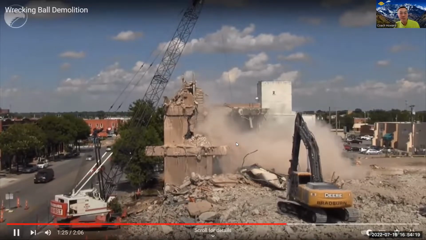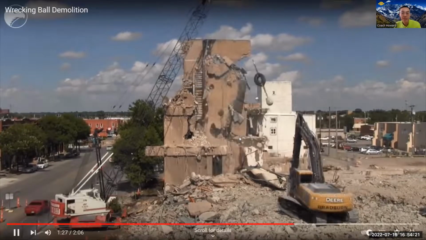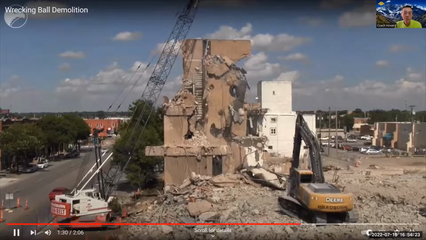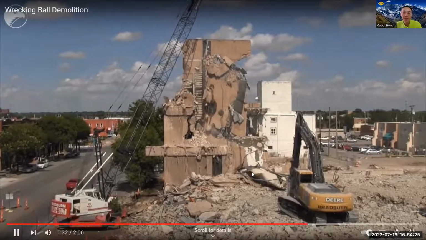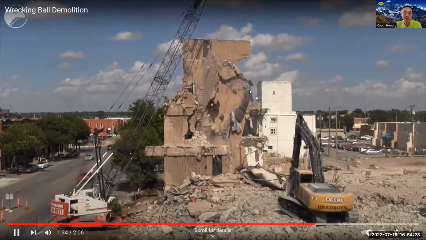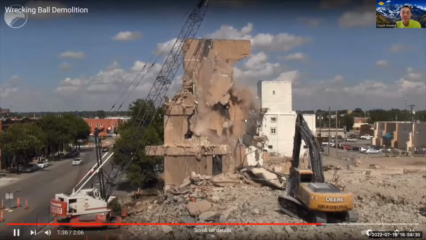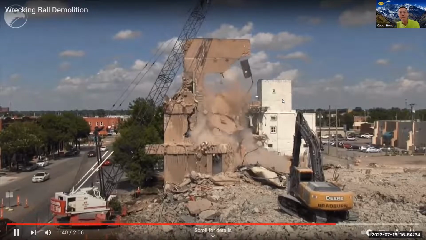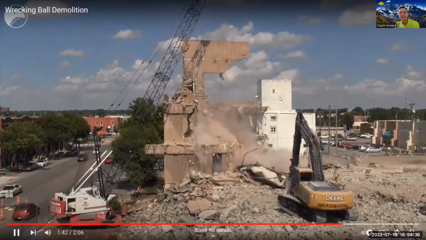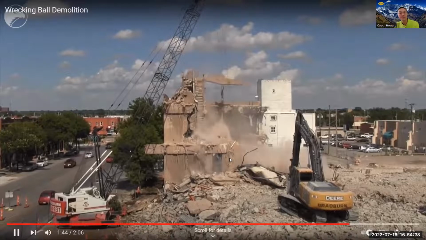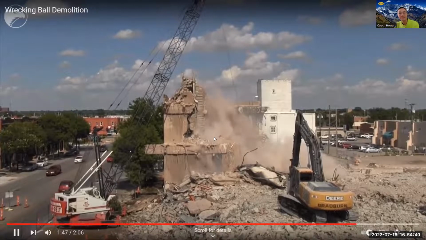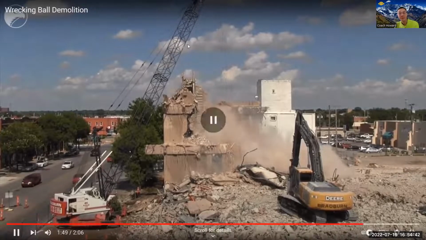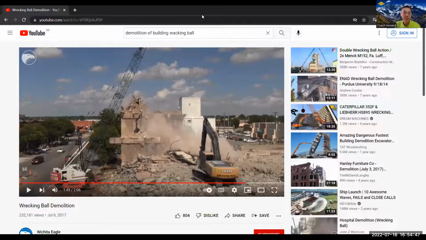Okay, we later will see a slow motion on it. This is a slow mo. So when it hits here, the impact causes this huge piece to fall off, and the weaker section will also fall off. Okay, so that's the clip on this whacking ball demolition.